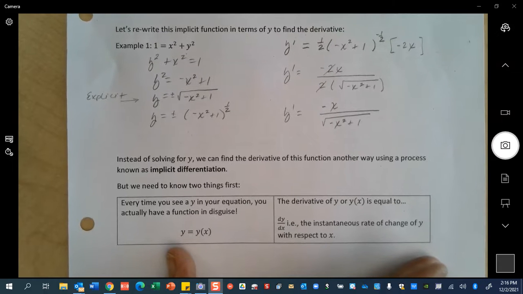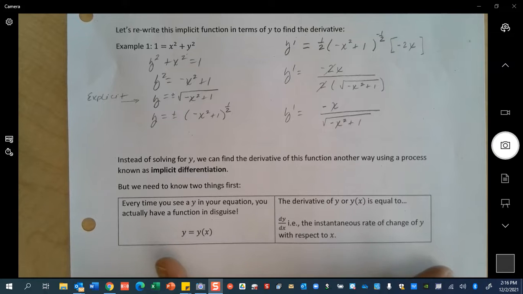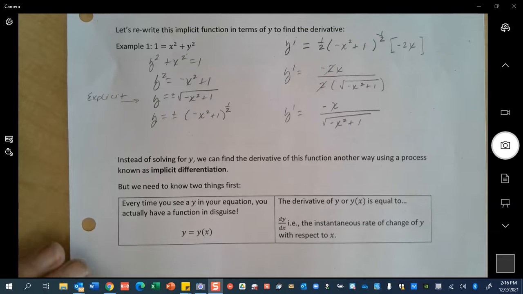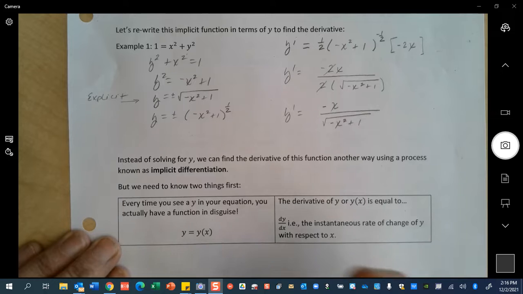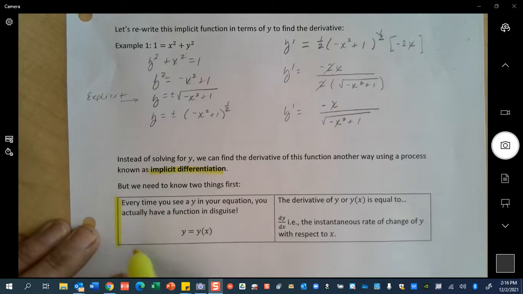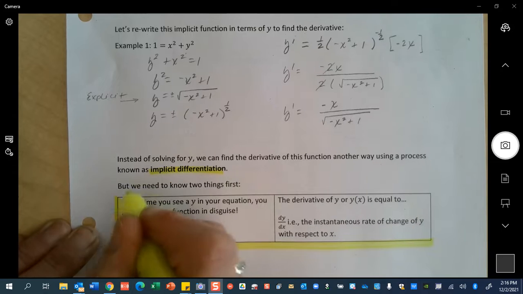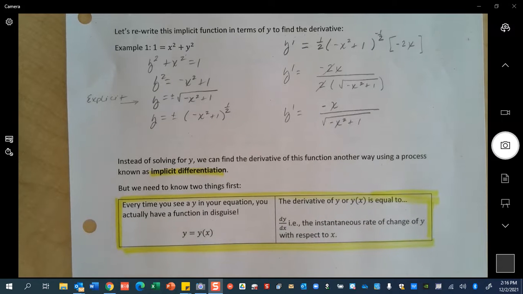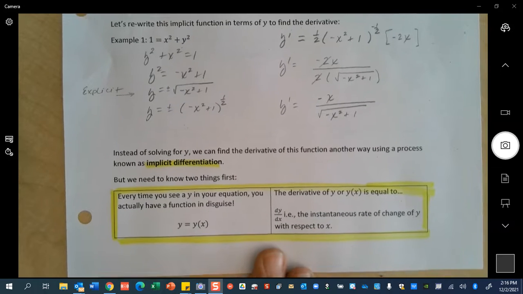So, the idea of the implicit function is instead of solving for y and then taking the derivative, there's another way that we can do this. We can find the derivative by a process called implicit differentiation. But these are the things that you need to understand first about why we're doing what we're doing and the notation of what it is that we're doing.